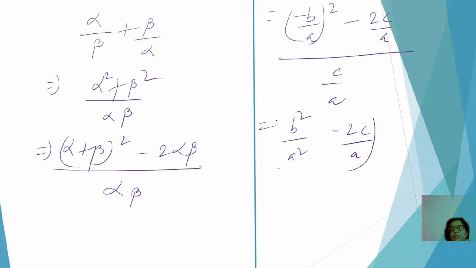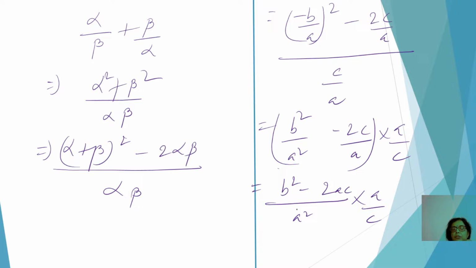So this becomes equal to b square upon a square minus 2c upon a divided by c upon a. So that makes it into a upon c. So if you take the LCM, you get here b square minus 2ac by a square into a by c. So ultimately this is equal to b square minus 2ac by ac. This a and this a square, one of the a's will get cancelled over here. So we are getting this final outcome in terms of a, b and c for the expression alpha by beta plus beta by alpha.